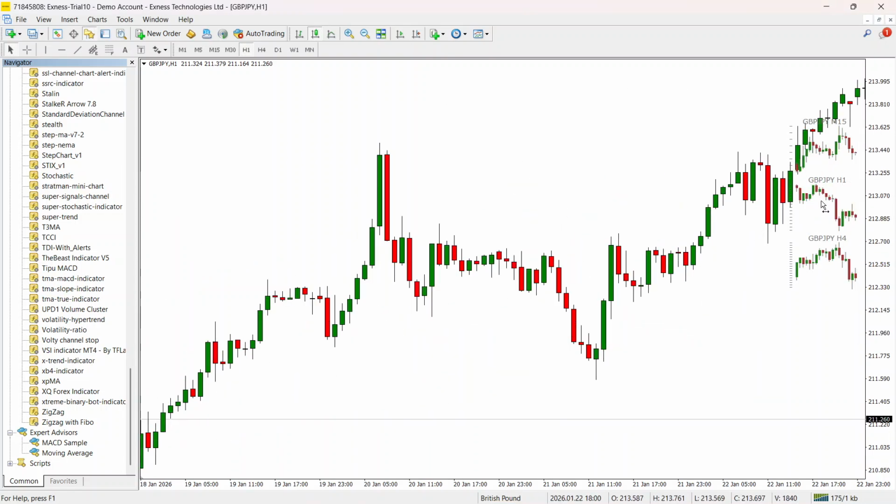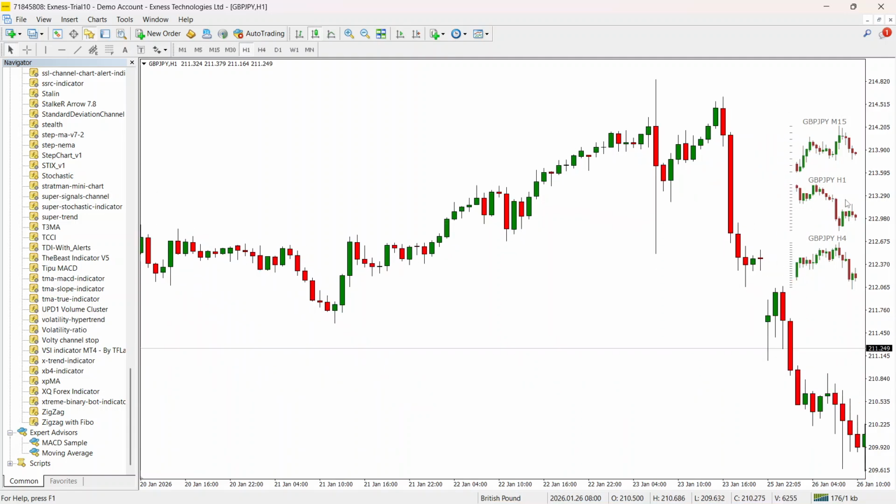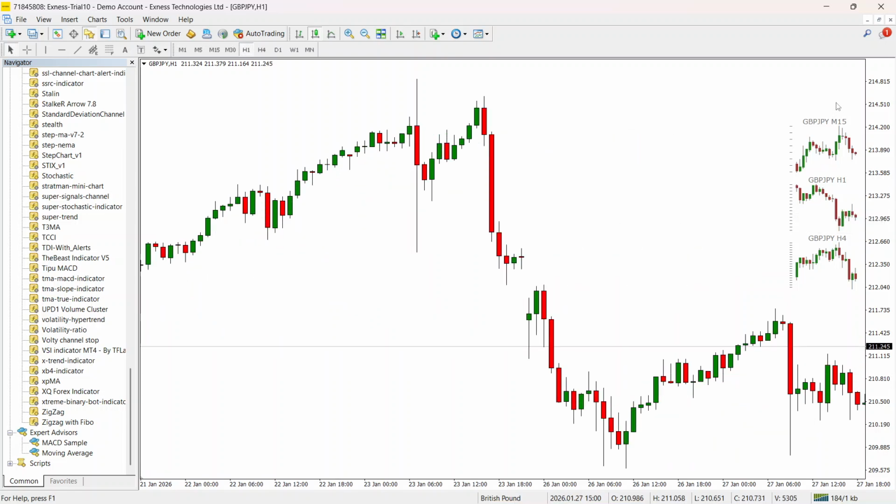Now, as you can see over here, the Stratman Mini Chart Indicator embeds one or more small charts directly inside your main MT4 chart, usually anchored to a corner or along an edge. As you can see over here, we have three charts.